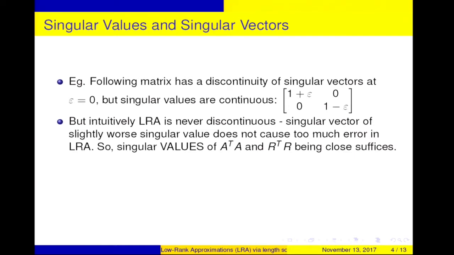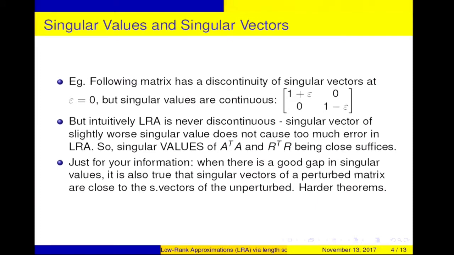Okay, so presumably this point is clear. I'm just recapping, jogging your memory on linear algebra about continuity: eigenvalues are continuous, eigenvectors are not. Now, this is just for your information, I won't prove this. In fact, it is true that at points where this discontinuity does not occur, eigenvectors or singular vectors also behave nicely. So these are harder theorems.